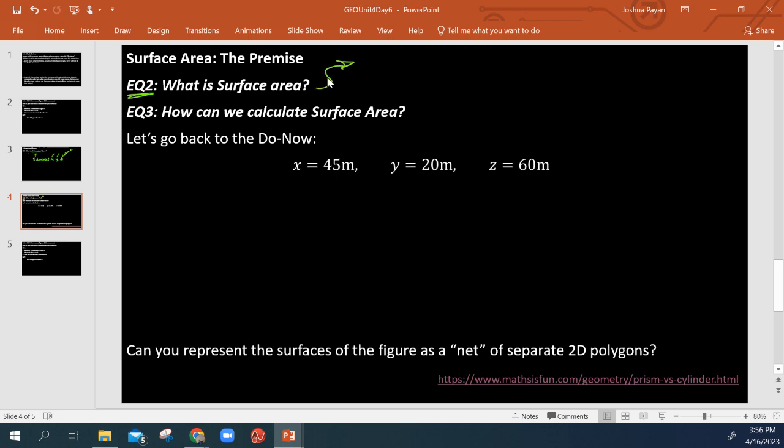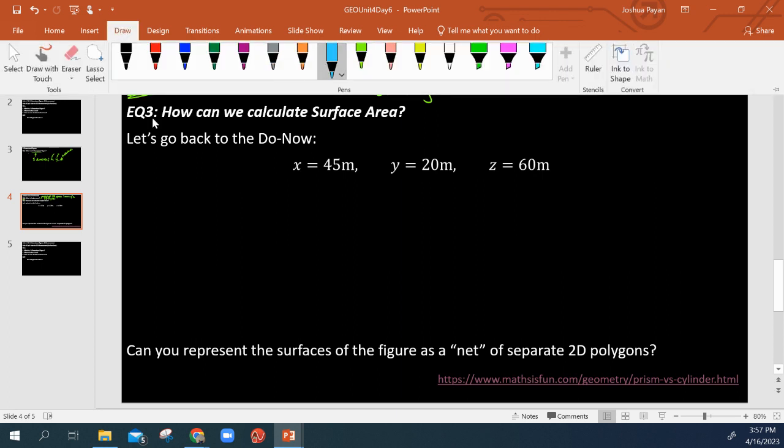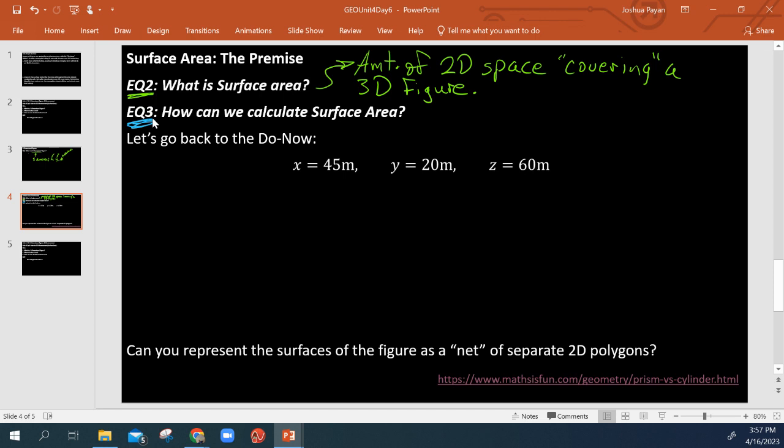And surface area, to put it literally, is the amount of two-dimensional space, we can say, covering a 3D figure. Okay, so to put that into perspective, let's go into the third essential question, right?